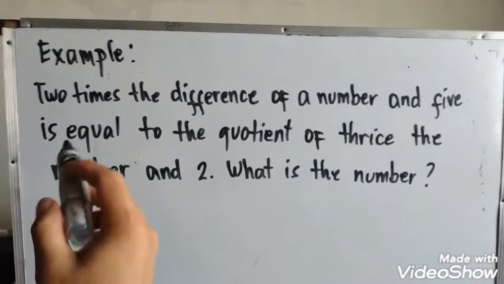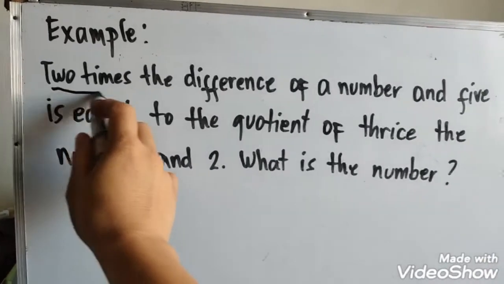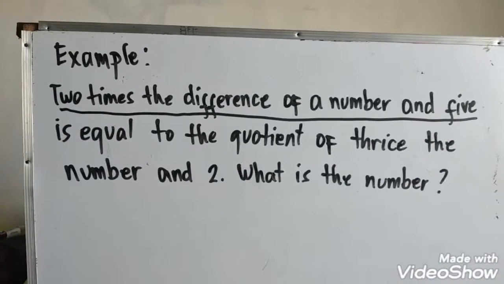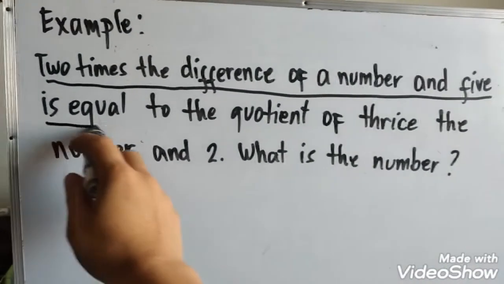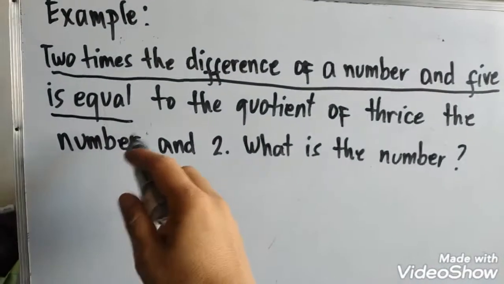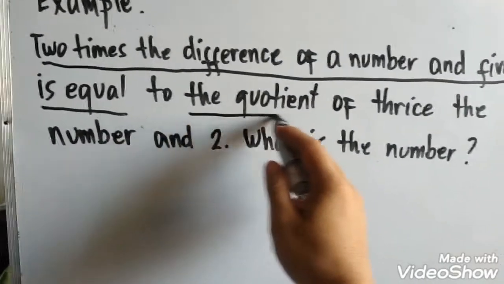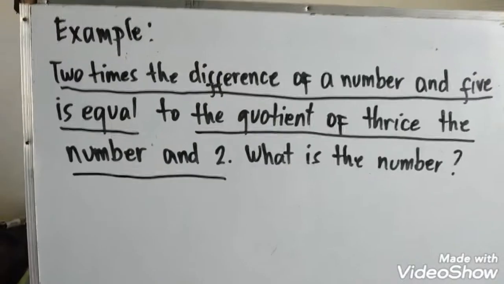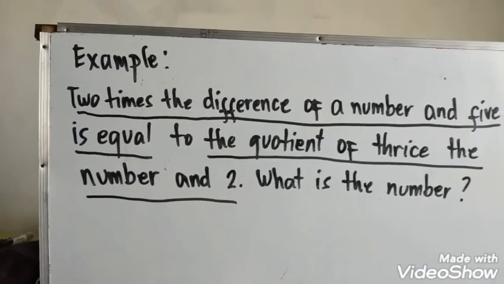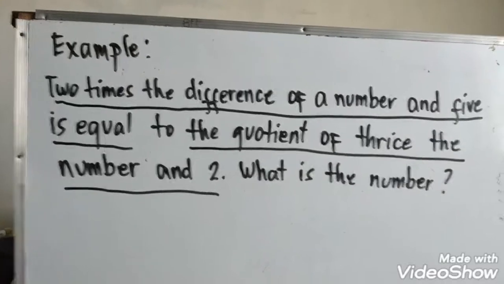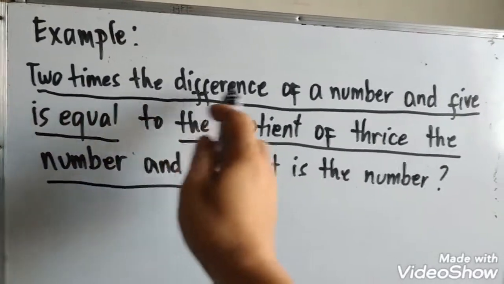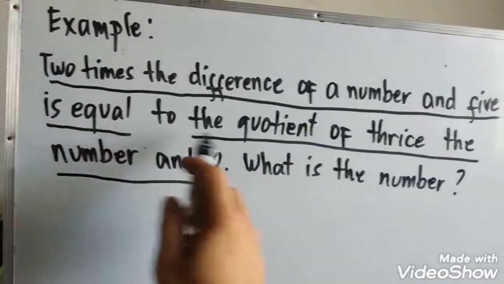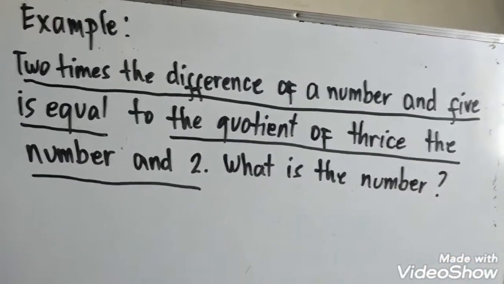Based on the given problem, let us analyze the word problem. Take a look at the first statement: 2 times the difference of a number and 5. And then we have "is equal to". Equal to what? Equal to the quotient of thrice the number and 2. So in the given word problem, we have 3 different situations. The first one is 2 times the difference of a number and 5. Then we have the equality symbol. And then the quotient of thrice the number and 2.